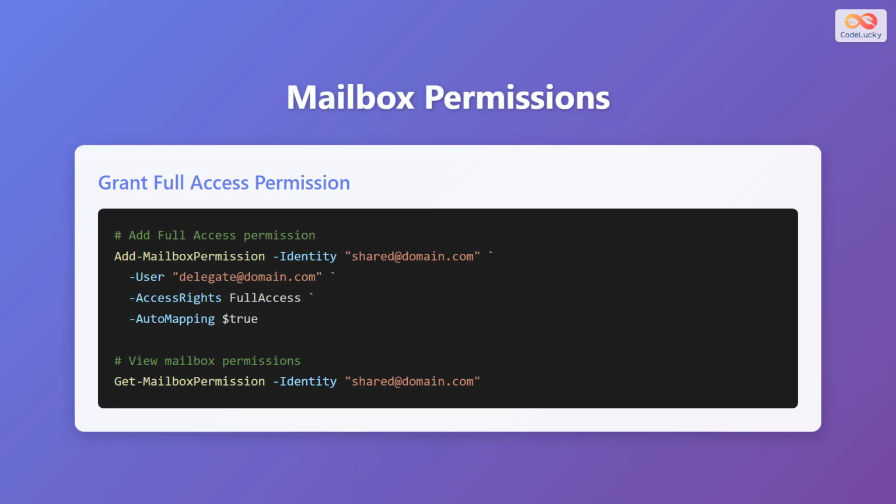Managing mailbox permissions is crucial for shared mailboxes and delegation scenarios. To grant full access permission to a mailbox, use the Add-MailboxPermission cmdlet. The Identity parameter specifies the mailbox you're granting access to, such as shared@domain.com. The User parameter identifies who receives the permission, like delegate@domain.com. The AccessRights parameter defines the permission level, such as FullAccess. The AutoMapping parameter, when set to true, automatically adds the mailbox to the delegate's Outlook profile. To view existing permissions on a mailbox, use the Get-MailboxPermission command with the Identity parameter.